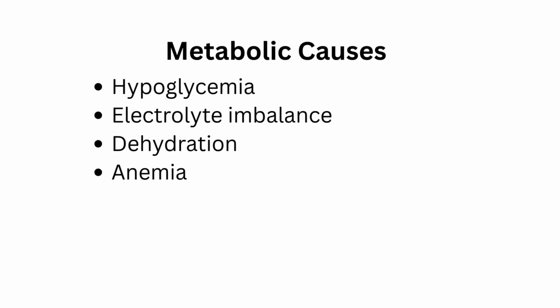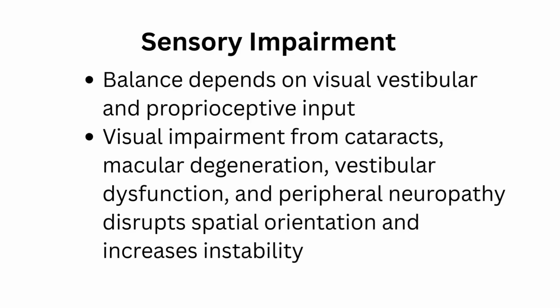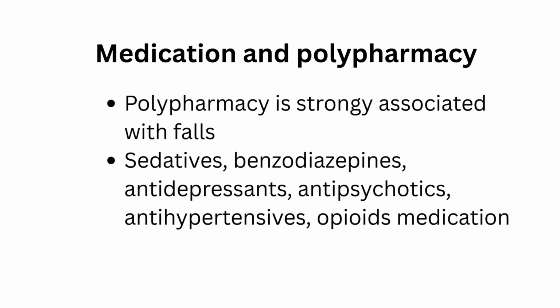Sensory impairment is also another cause of falling down accident in the elderly because balance depends on visual, vestibular, and proprioceptive inputs. Visual impairment from cataract, macular degeneration, vestibular dysfunction, and peripheral neuropathy disrupt spatial orientation and increase instability. Polypharmacy is strongly associated with falls, and medications like sedatives, benzodiazepines, antidepressants, antipsychotics, antihypertensives, and opiates increase the risk of falls.